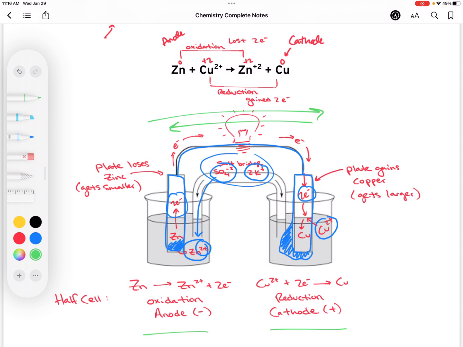Just realize we're only doing this for a day. We're not going into the deeper science of these different metals and such. That's for much later chemistry if you're interested. But we want to get the idea, the basics of a battery.